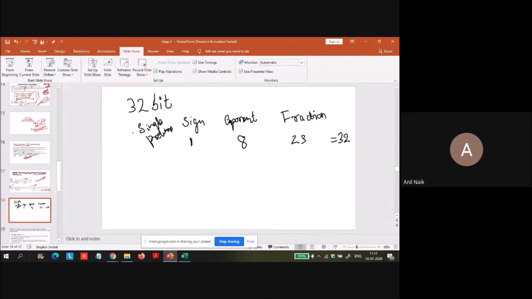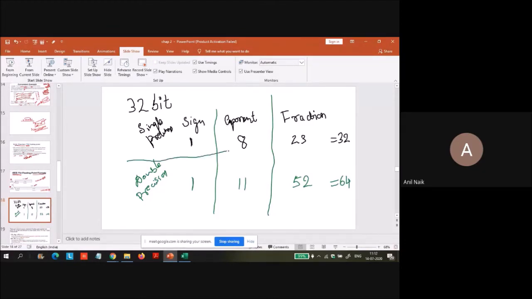Then for double precision data representation, 1 bit for the sign, then 11 bits for the exponent, 52 bits for the fraction. So 52, 53, 63, 64. 64-bit data representation: sign bit, exponent, and fraction. You have to represent the number in either single precision format or double precision format. So that is your floating point IEEE 754 data representation.